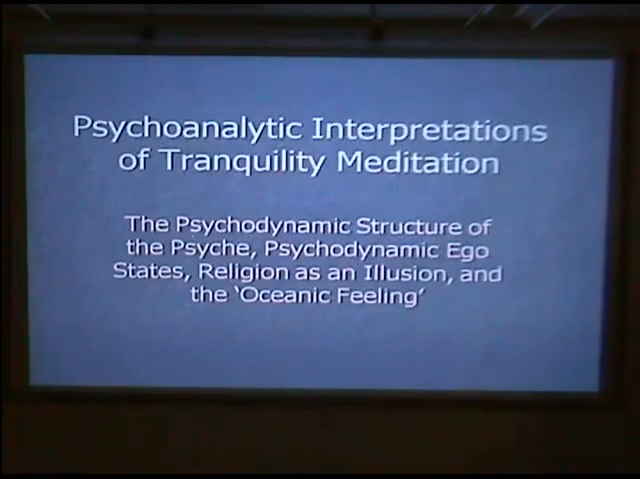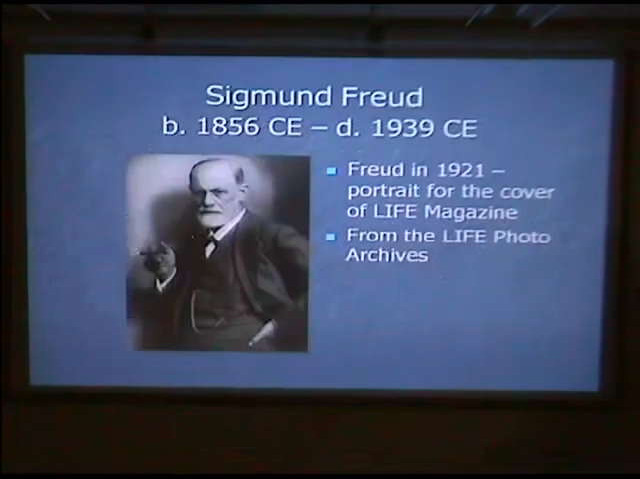All right, today we're going to take a look at psychoanalysis and the way that it interprets the phenomena that we've been talking about. We're going to take a look at the psychodynamic structure of the psyche, how they say the mind is put together, the psychodynamic ego states, because they're a little different than other concepts of ego states, religion as an illusion, and the oceanic feeling. So these are all concepts that appeared early in psychoanalysis as they began to build a system.